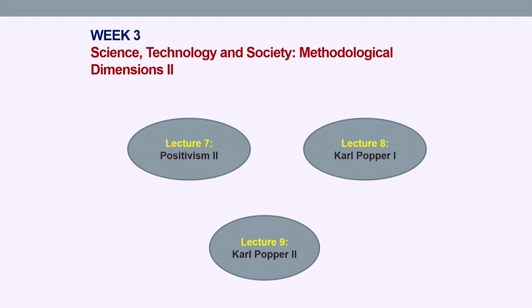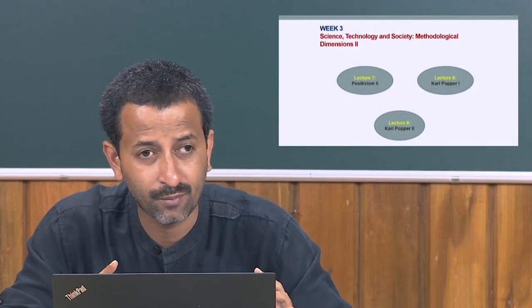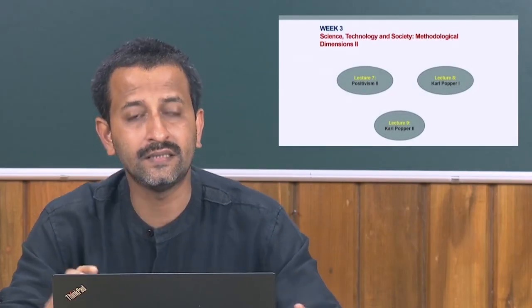In positivism, we start with observation, a set of laws, a set of statements describing initial conditions, and finally a statement describing the phenomenon to be explained. We ended positivism there in the third week initial.